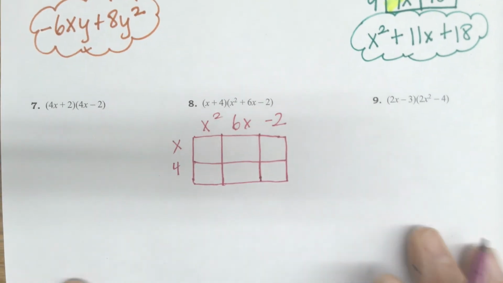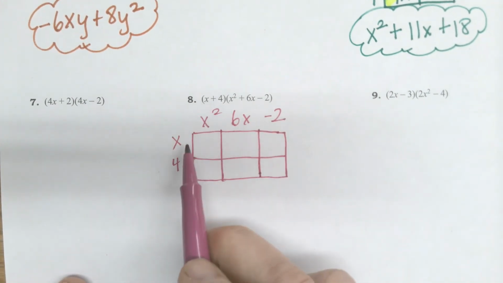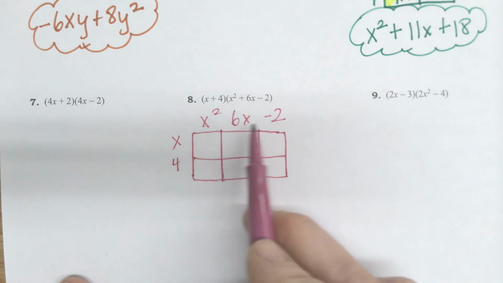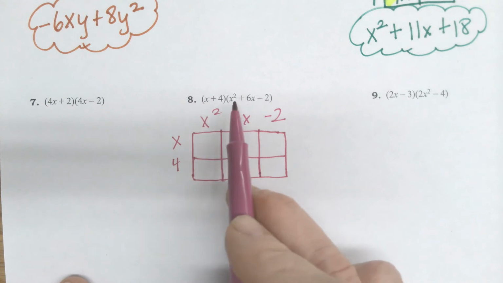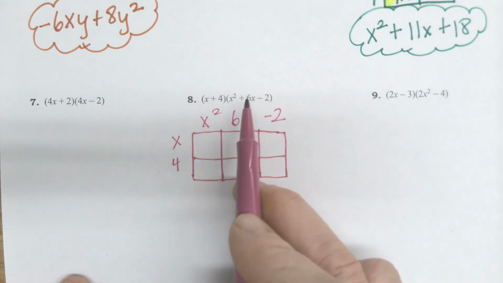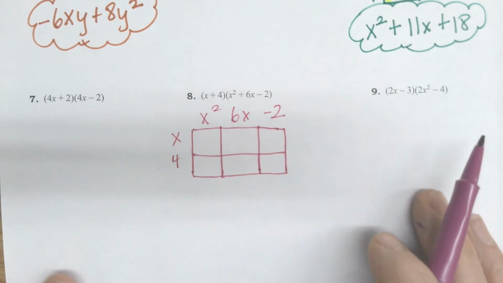2 by 3, because I have 2 terms in the first parenthesis and 3 in the second parenthesis. This is called a binomial, 2 terms. This is called a trinomial, 3 terms. So 2 by 3. Now I can do my multiplication.